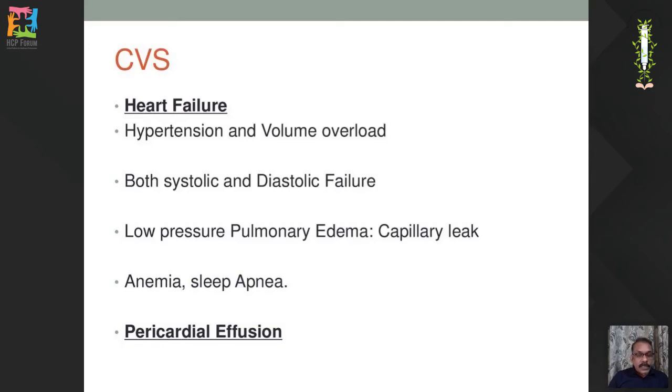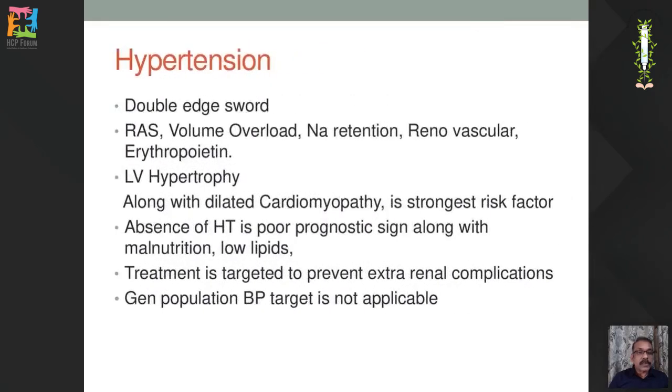And additionally, they may have endothelial damage in the pulmonary circulation, and that can lead to low pressure pulmonary edema, what is called the bat wing sign. Anemia and sleep apnea can additionally add risk as a reason for the heart failure.